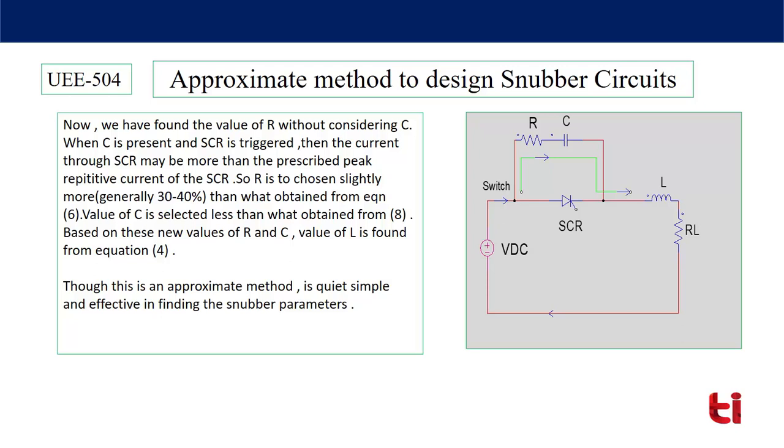So once R is increased, whatever value of capacitor we have got in equation number 8, we can reduce it further for safe operation. That means the stored energy across the capacitor will be lesser, and the discharging current will be less to protect it from high di/dt. And the capacitor's purpose is to protect from high dv/dt. So both purposes are fulfilled by choosing the value of R and C this way.